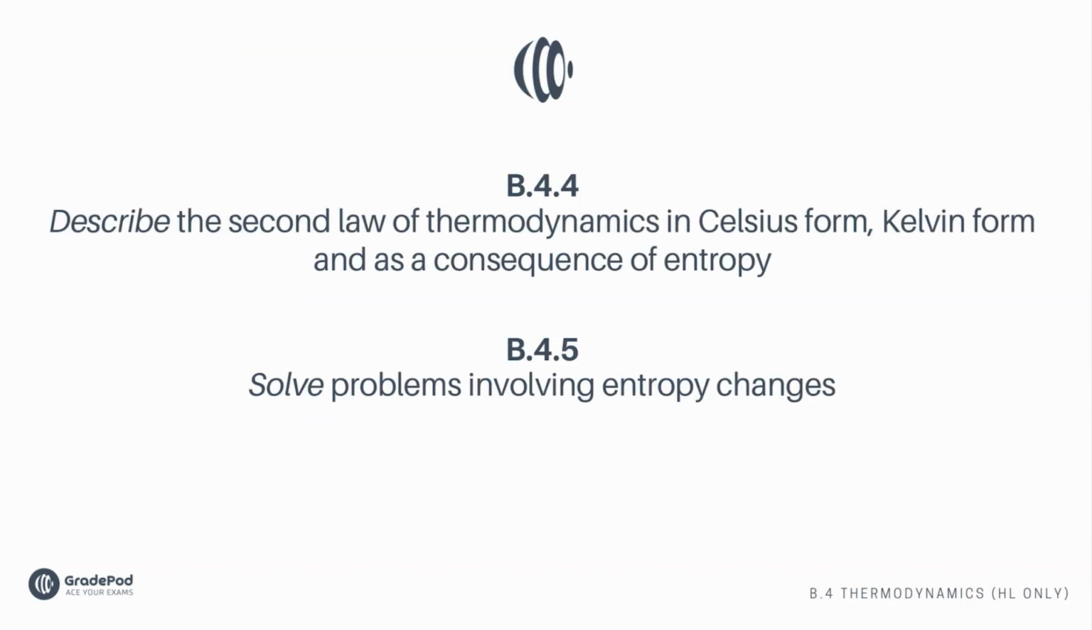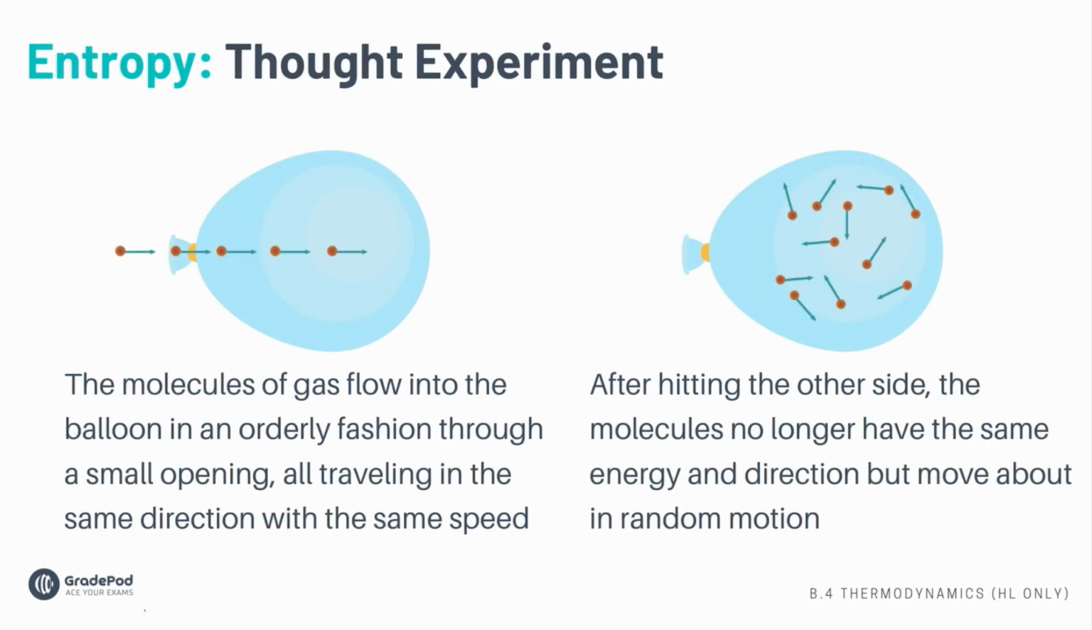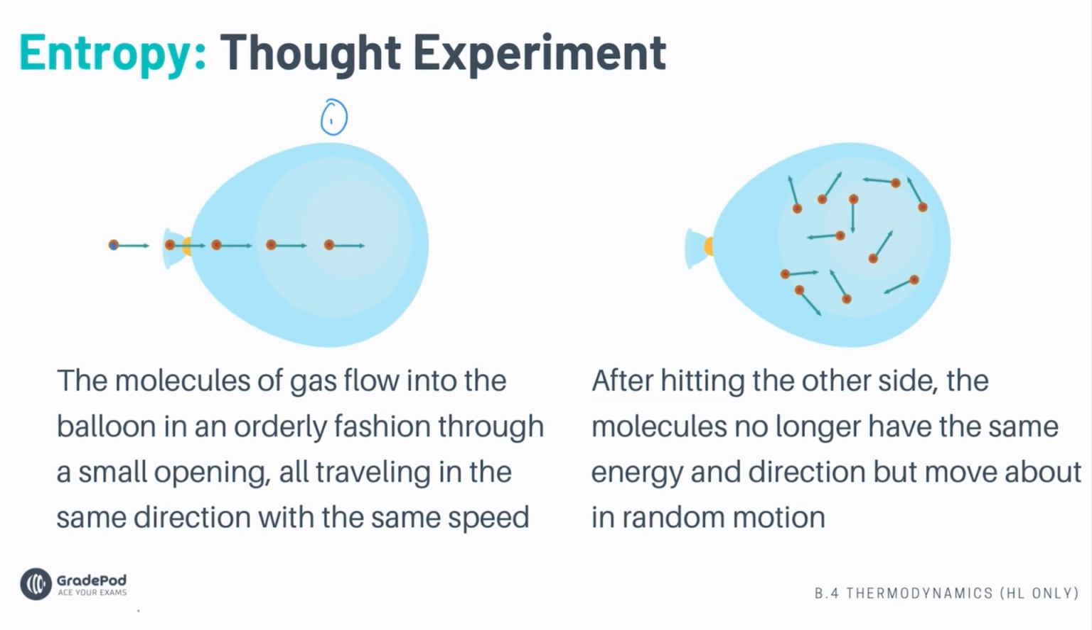And now we go back to the second law of thermodynamics, which is all about entropy. And we're going to start entropy by considering a thought experiment. I want you to consider this situation here where the number 1 is written. The thought experiment starts with us thinking about a balloon and blowing that balloon up. These little balls represent molecules, and the arrow attached to the ball represents its speed, or a value of its kinetic energy. You can see that as we start blowing the balloon up, the molecules of the gas flow into the balloon in an orderly fashion through a small opening, all travelling in the same direction with the same speed.